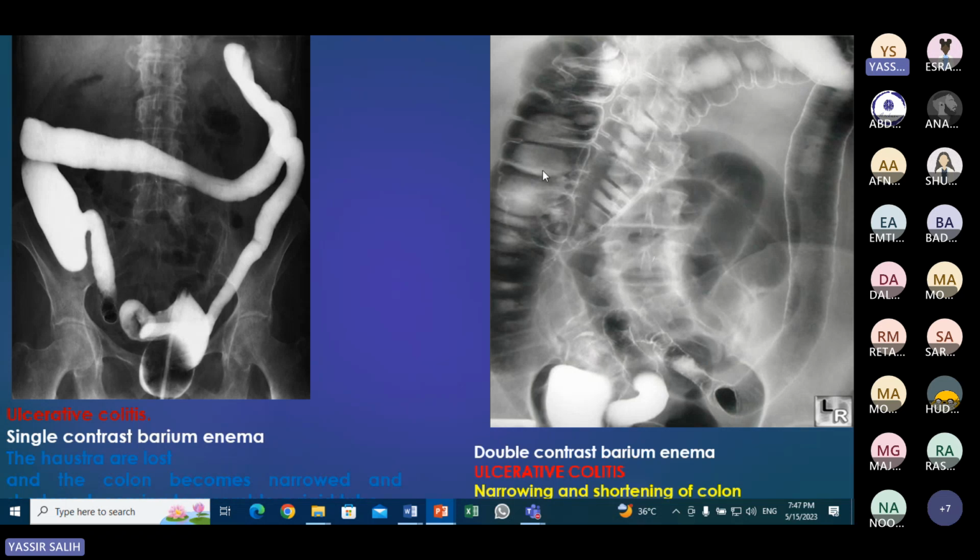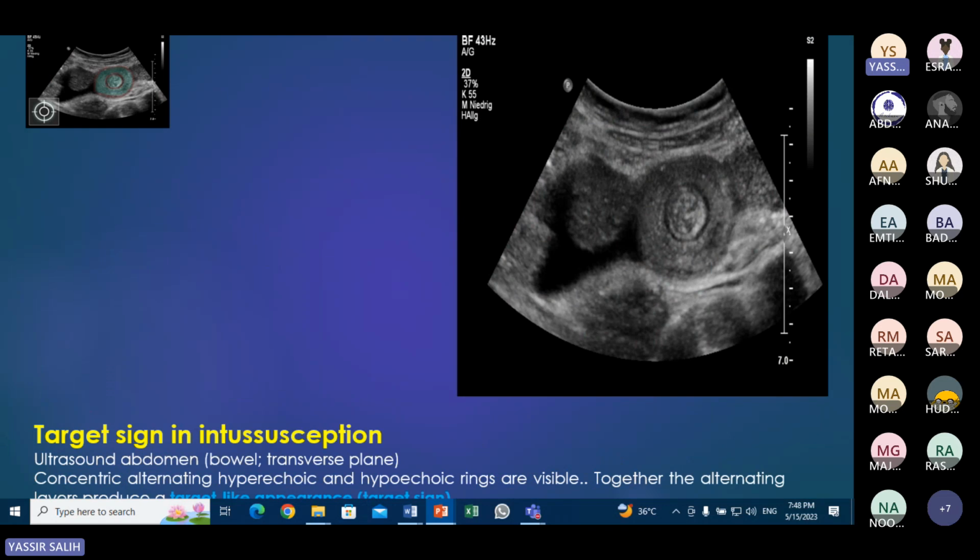But this is double contrast. This is a single contrast barium enema. We gave this patient contrast per rectum without any added artificial air. Also there is narrowing and shortening and a featureless colon. Also this is a sign of ulcerative colitis.